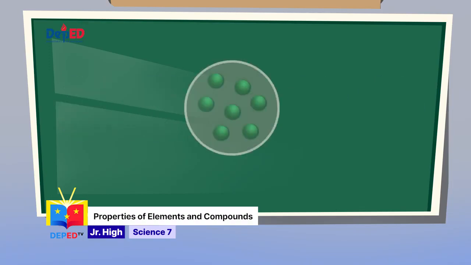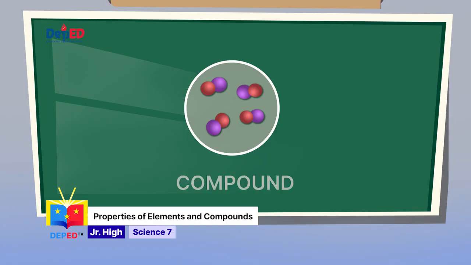Let's see the first picture. Does it describe an element or compound? The first picture shows an element. You are correct if your answer is element. What about the second picture? It showed that it has two different types of atoms. And you got it right if your answer is compound.